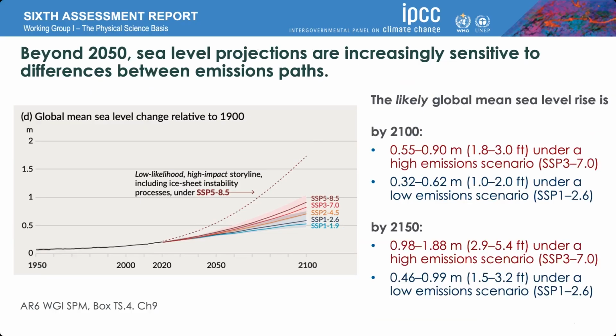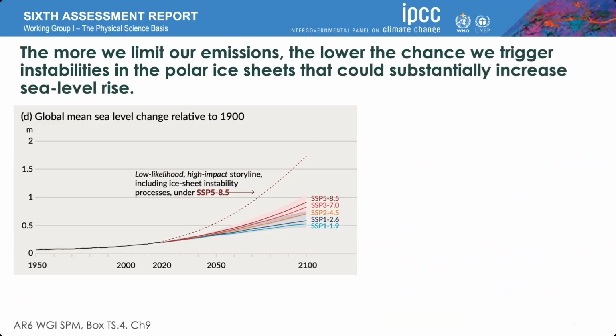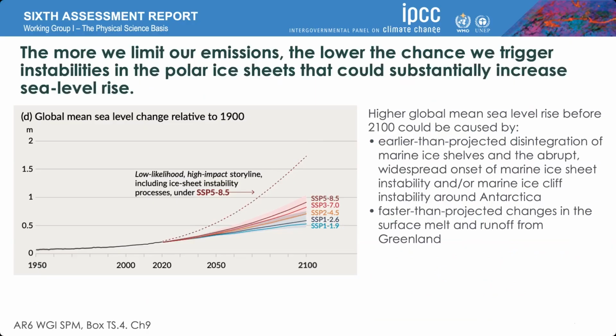to about 1 to 2 meters by 2150 versus about 50 to 100 centimeters by 2150 under the low emission scenario. And again, likely ranges means these are only considering those processes in which there's at least medium or high confidence, not considering low confidence processes. But we can also say that the more we limit our emissions, the lower the chance we trigger these low confidence instabilities in the polar ice sheets that could substantially increase sea level rise.